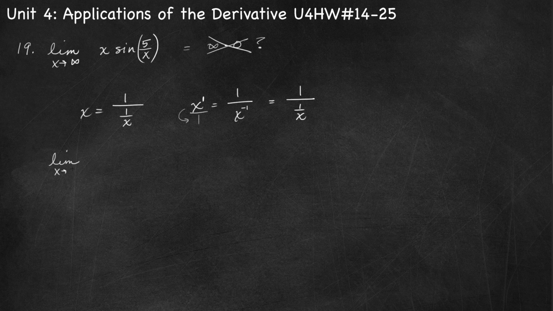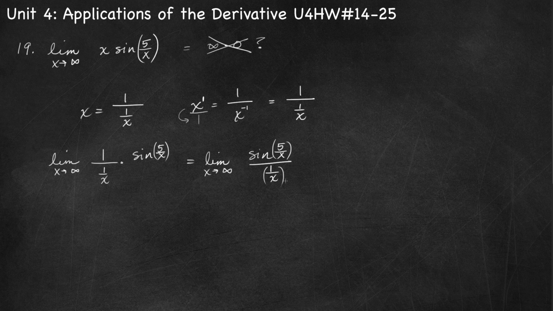Limit as x approaches infinity. Instead of x, I'm going to write 1 over x times the sine of 5 over x. So now this is the limit as x approaches infinity of the sine of 5 over x over 1 over x.